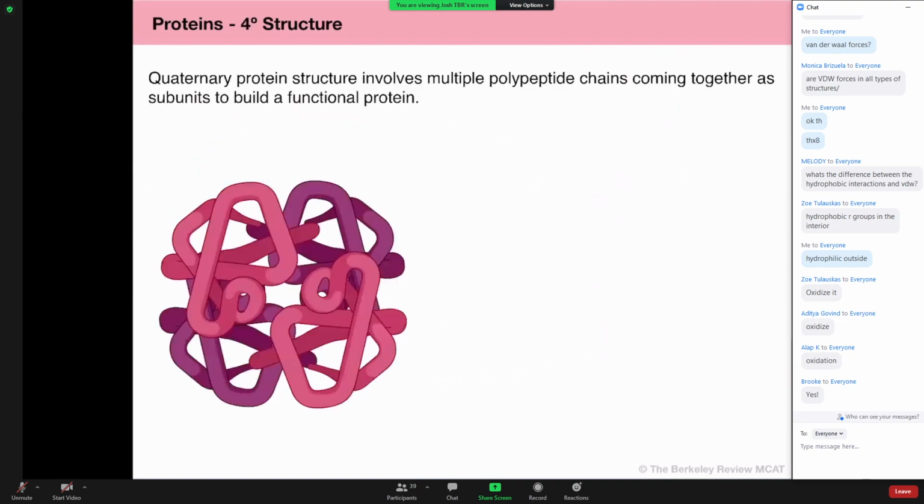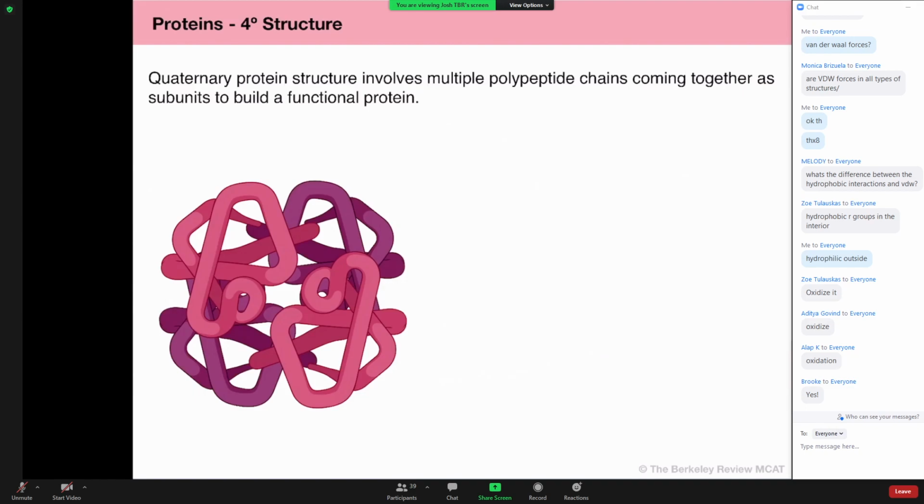Great. Okay, let's talk about quaternary structure. Okay, so this is talking about the 3D environment involving multiple polypeptide chains, right? So they come together to form multiple subunits that build a functional protein or an active enzyme. Okay. And so the quaternary structure, right, refers to the number and the arrangement of protein subunits with respect to each other.